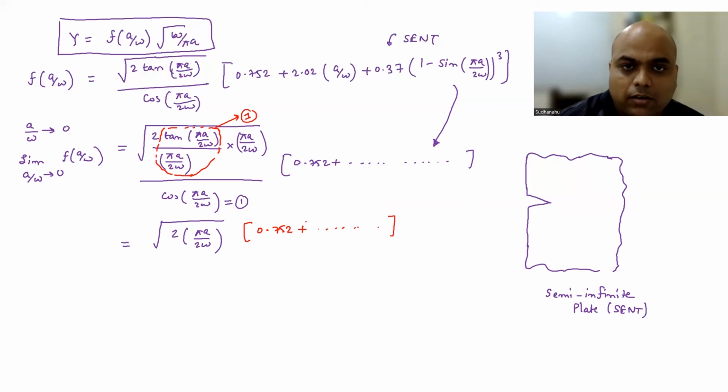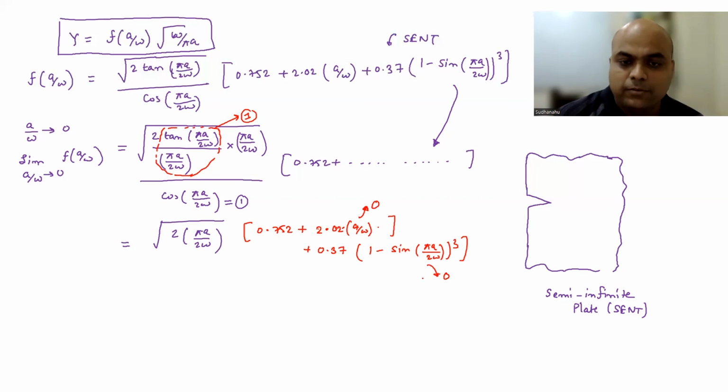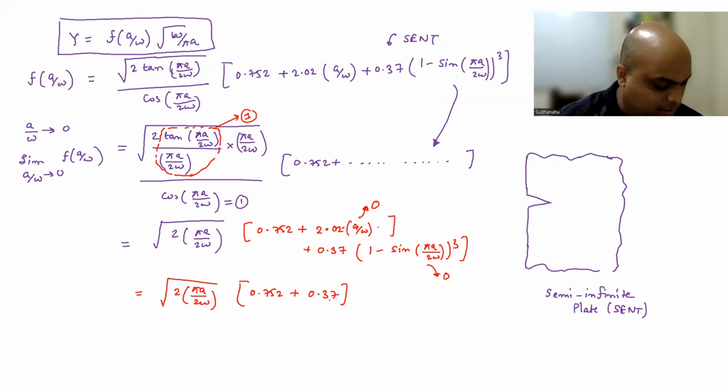Okay. Let me write down 2.02 A by W plus 0.371 minus sine of pi A by 2W whole cube. Okay. So as A by W tends to 0, this becomes 0, this becomes 0. So overall, you are going to have 2 pi A by 2W and then here 0.752 plus 0.37. Okay.